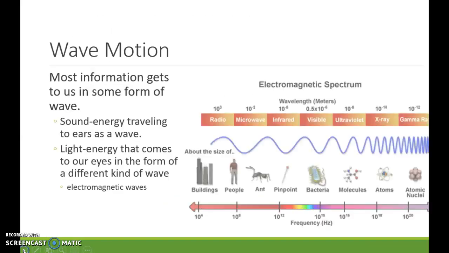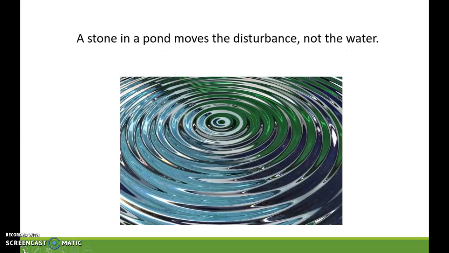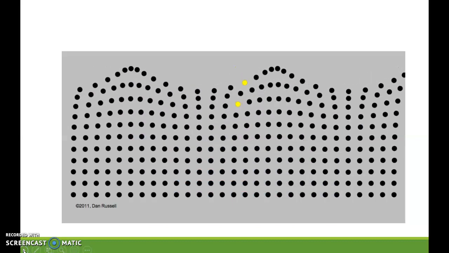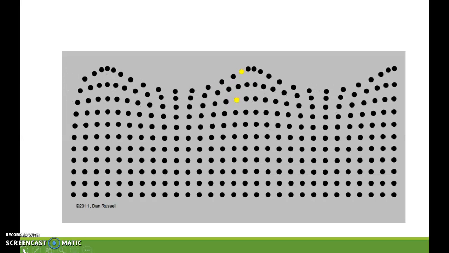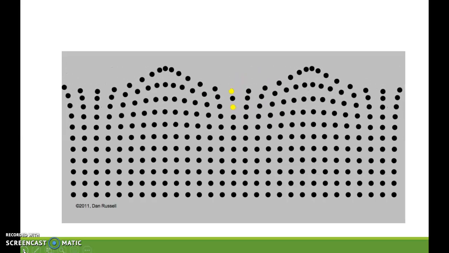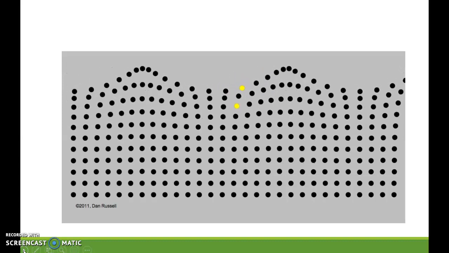Wave motion. We talked about the electromagnetic spectrum. We talked about how energy is transferred by a wave. No matter is transferred between the 2 points. The stone in a pond moves the disturbance, not the water. And this screen, I think, is new to you guys. So notice how the energy moves, not the material itself.